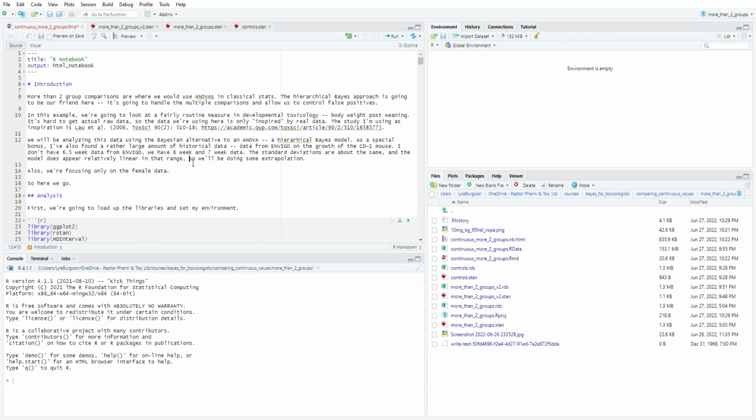We're still looking at continuous values, but we're going to be looking at more than two groups at a time. So this is very similar to an ANOVA type situation in classical statistics. The hierarchical Bayes approach really works well for this, and it helps us control those false positives. And I like to make sure that we're using real world data whenever possible.